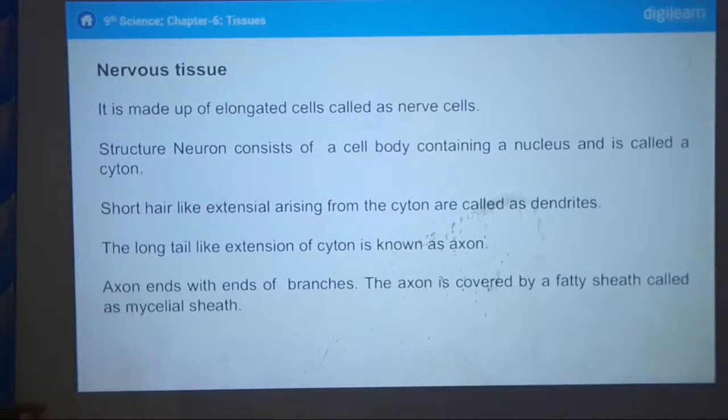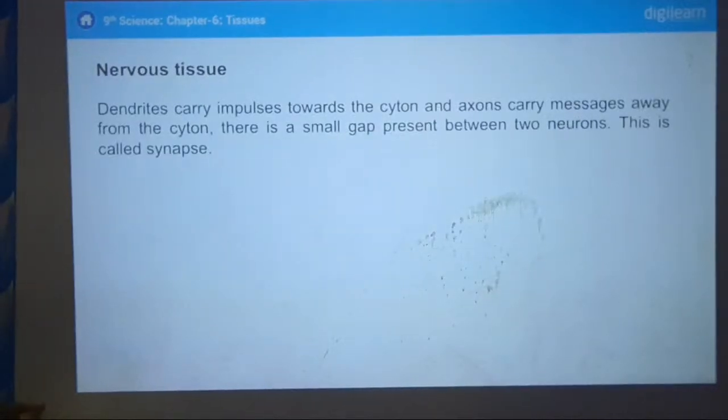The axon ends with branches. The axon is covered by a fatty sheath called the myelin sheath. Dendrites carry impulses towards the cytosol and axons carry messages away from the cytosol.